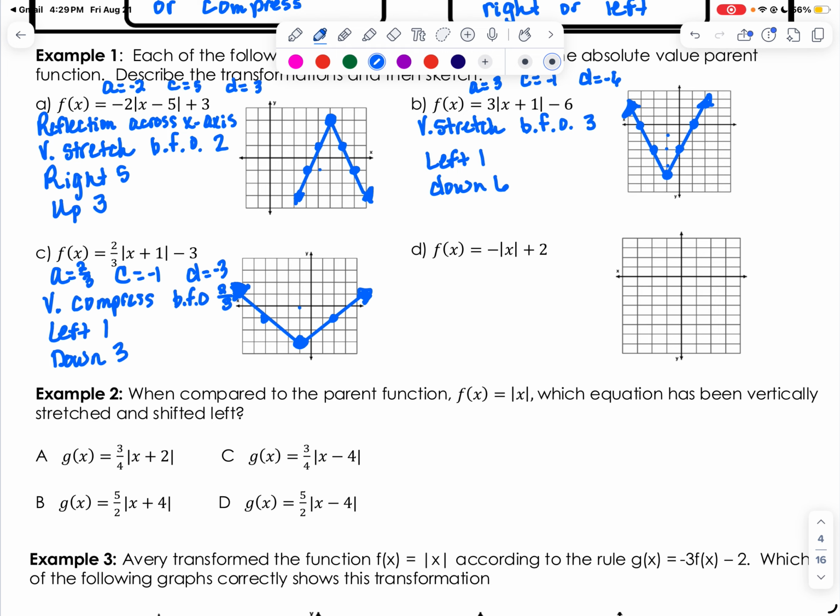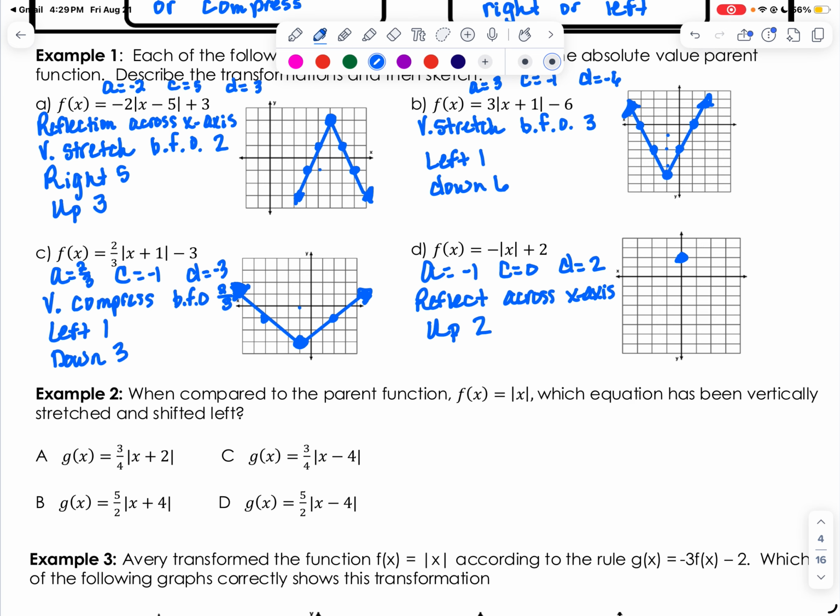All right, problem D. We have f of x equals -1 times the absolute value of x plus 2. So our A value is -1, our C value is 0, and our D value is 2. In this graph, because of the negative, we're going to reflect across the x-axis, and we're going to move up 2. Remember the parent function starts at 0, 0, but this graph is moving up 2. So 1, 2. Our new vertex will be right there at 0, 2.